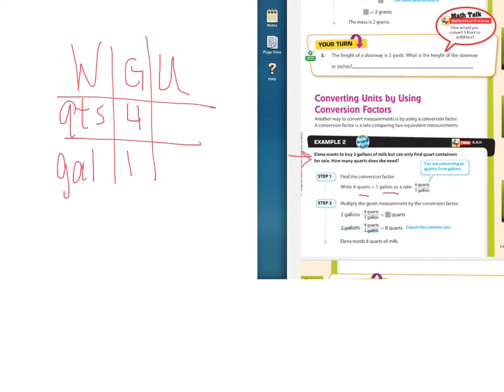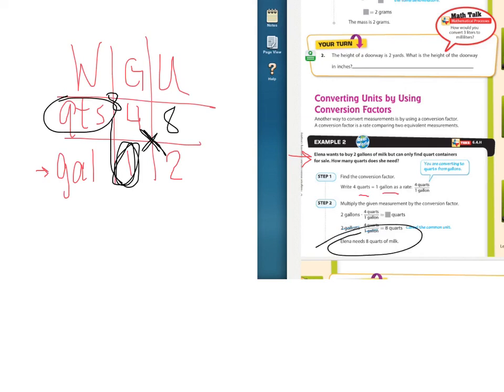And then it says she wants to buy 2 gallons of milk. So we put the 2 down here because this row is where the gallons are. And then how many quarts will that be? So we're going to cross multiply and divide. You can't cross multiply here because there's nothing to multiply the 1 with. So we have to cross multiply here. 2 times 4 is 8. And then divide 8 by 1, which is 8. Okay, so she's going to need 8 quarts. There's our label right here, 8 quarts. And that's what they have here as their answer.